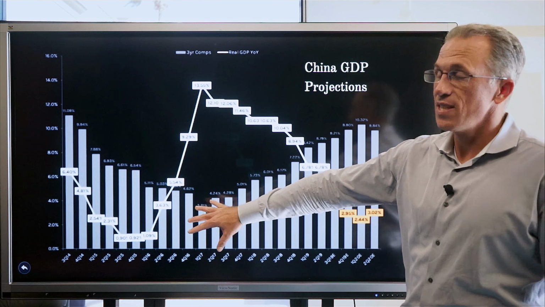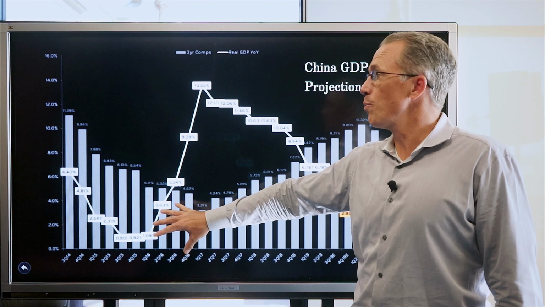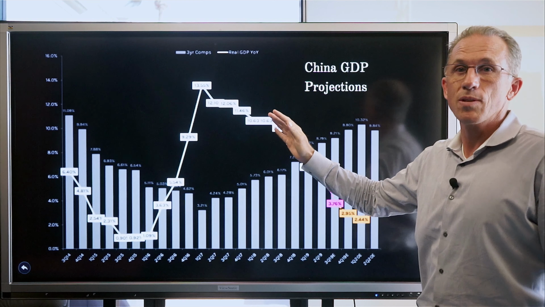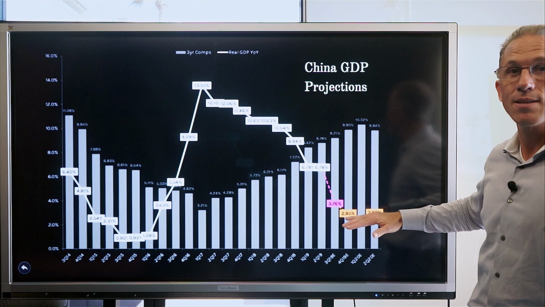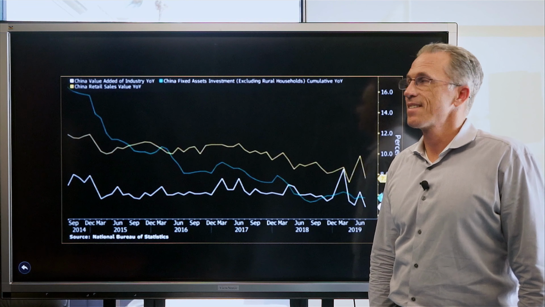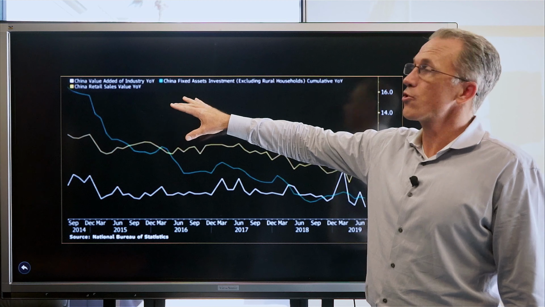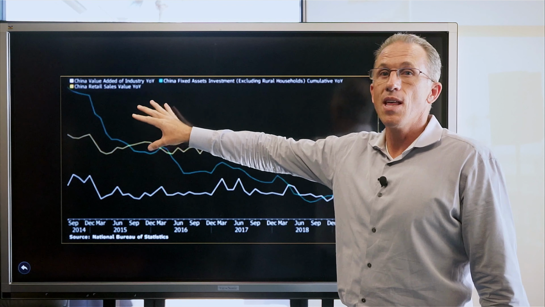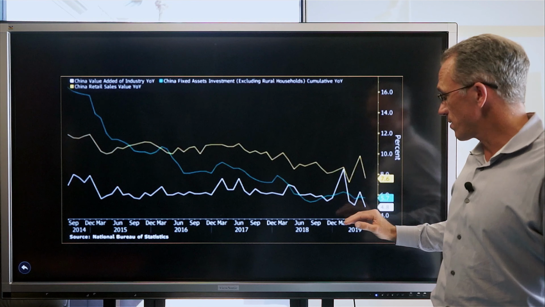So in 2015, China enacted one of the largest stimulus plans in the history of China, and real GDP peaked at 13.55%. And since then, China's growth has been slowing. But recently, that growth has fallen below 3%. What you're looking at here is the added year-over-year growth of the industry, the fixed assets investments, and retail sales. And you can see that peaking in 2014-15, and it's been slowing ever since.